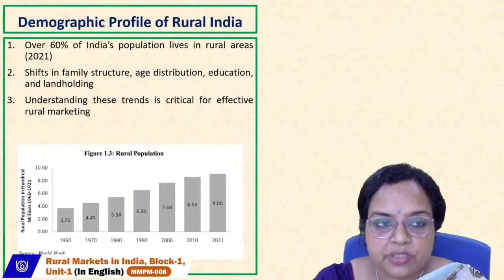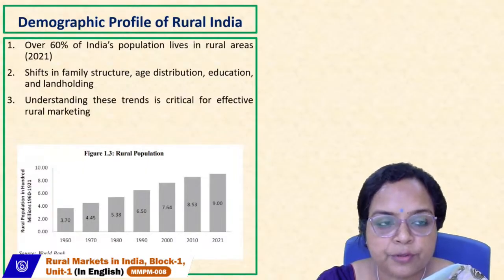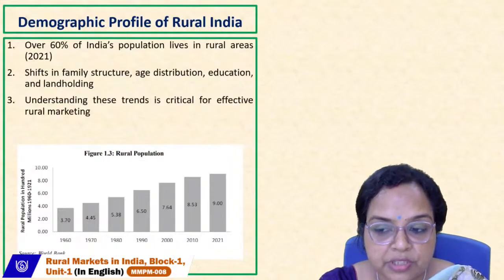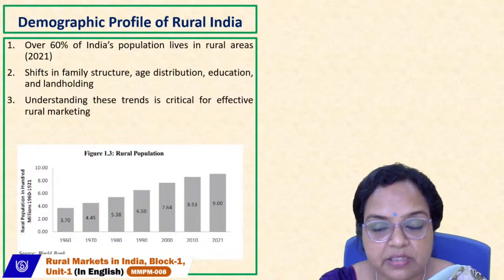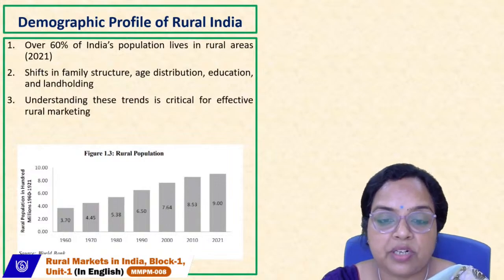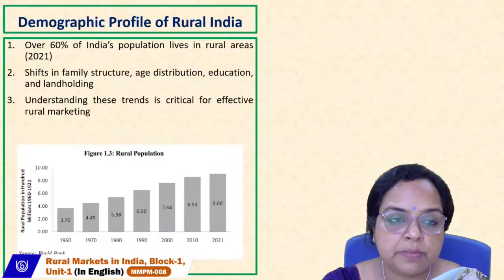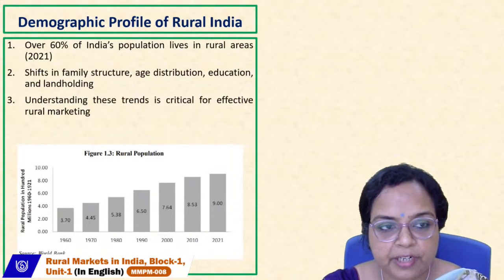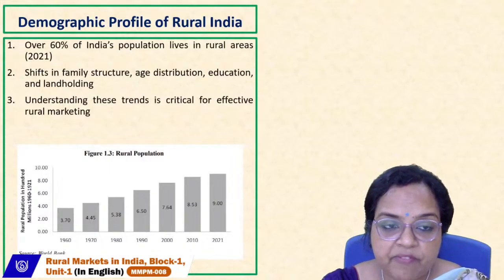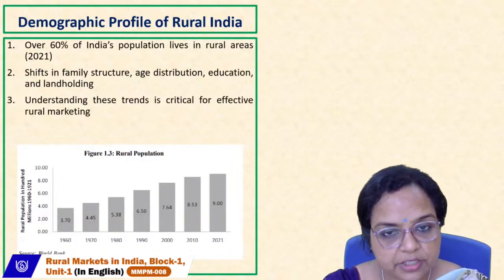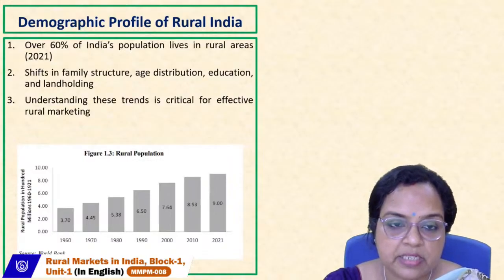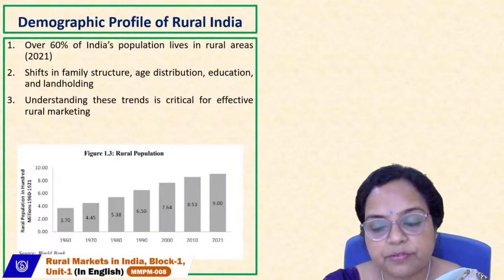After this, we are going to discuss the demographic profile of rural India: how they live, what their way of living is, what they consume, what their educational background is, what their marital status is. A marketer needs to understand this. Over 60% of India's population lives in rural areas as per the data of 2021. There is a shift in family structure, age distribution, education, and land holding. Understanding these trends is critical for effective rural marketing.